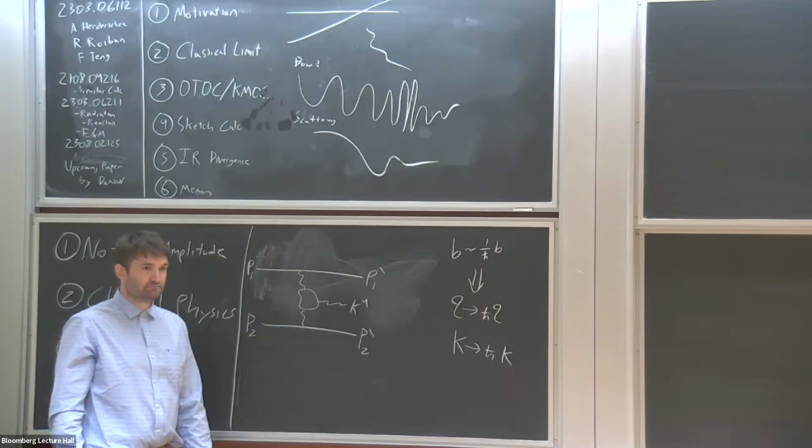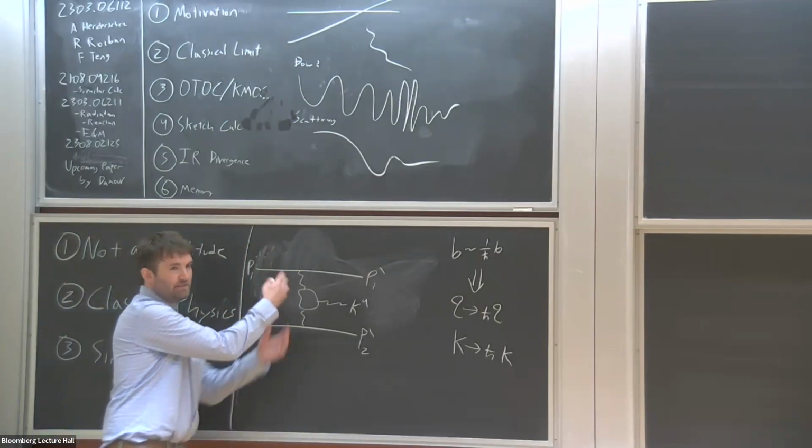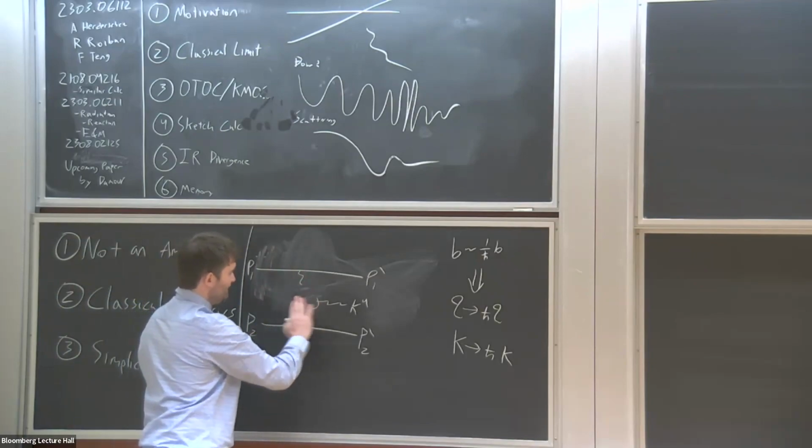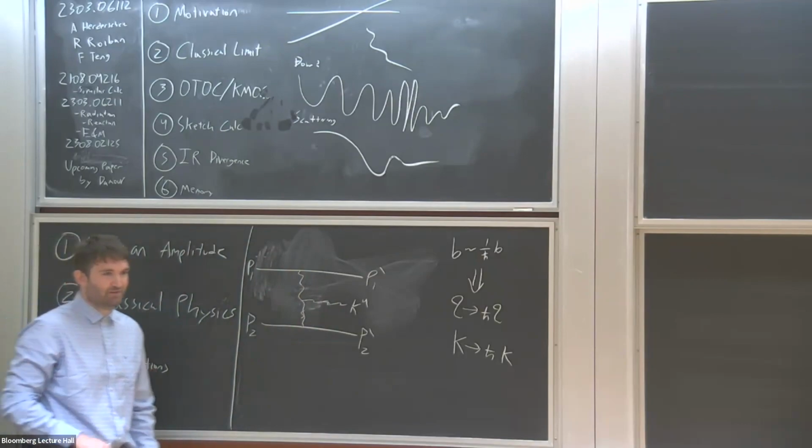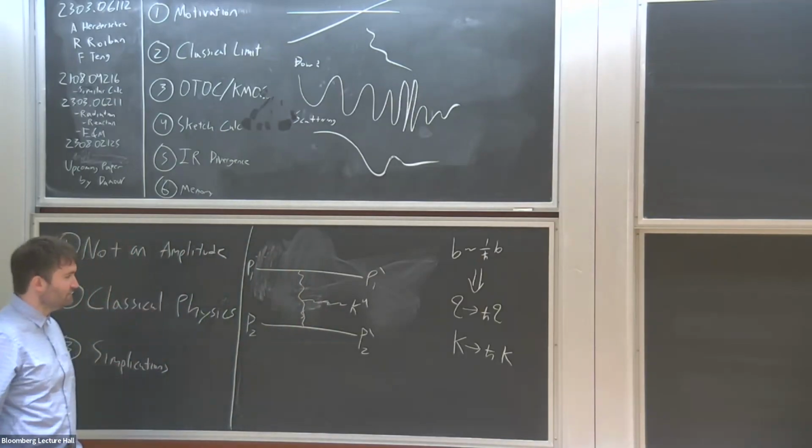Why do you need the loop in the middle now? Oh, sorry, I just meant a blob. I can say the tree level process is just this. Sorry, that wasn't meant to be a loop, even though I can understand why that might have been. I could have maybe filled it in.